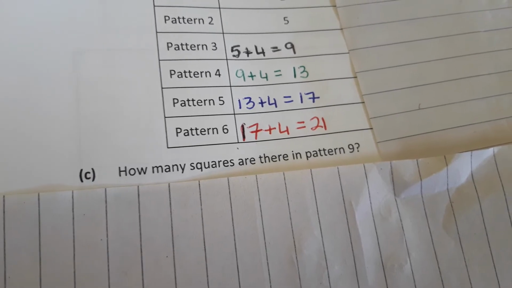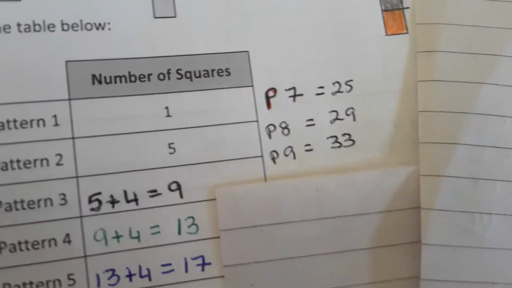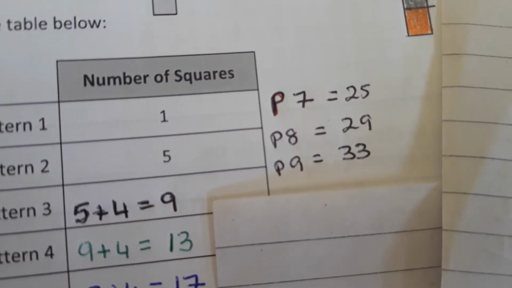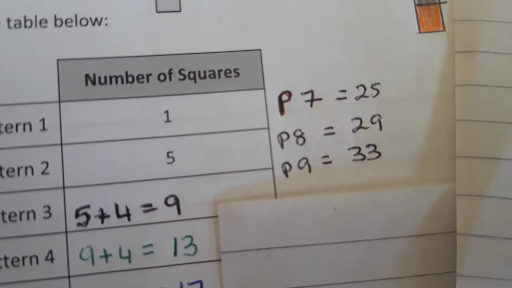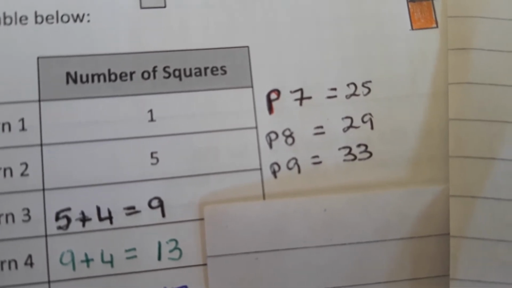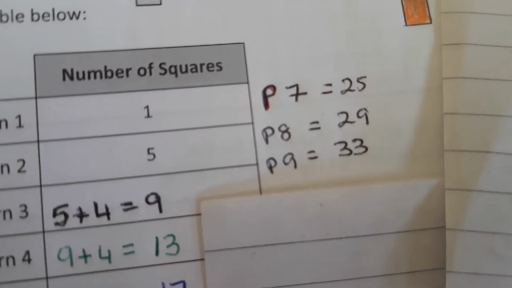So the next question we're asked is to find out how many squares there are in pattern 9. Now there's 2 ways of doing this, and the first way I'm going to show you is by inspection. To do it by inspection, you simply continue your pattern on until you get to pattern 9. So pattern 7, you add on 4 to pattern 6 to get 25. Pattern 8, you add on 4 to pattern 7 to get 29. And pattern 9, you add on 4 to pattern 8 to get 33. So there are 33 squares in pattern 9.